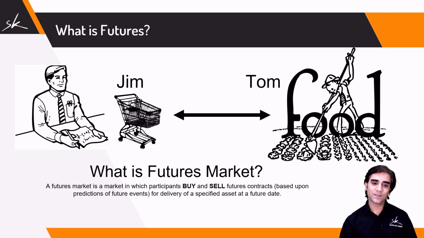A futures market is a marketplace where participants buy and sell a futures contract based upon their expectations of the future for a specific asset on a specific date. And both of them have the obligation. The buyer has to buy, the seller has to sell. They cannot get out of that obligation. They have to fulfill those obligations before expiry or at expiry.